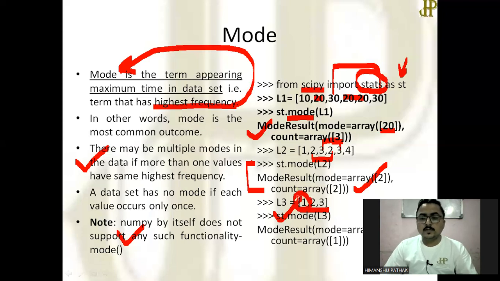Clear? So I think it is very clear to you. Central tendency: mean, median, mode. Mean means average value, median means middle value, and mode means highest frequency.